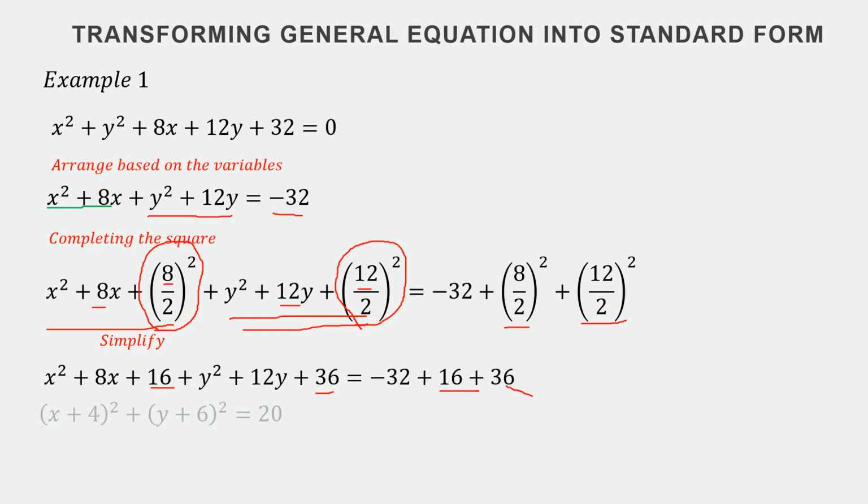So next, we need to simplify it. So you have now the equation of a circle like this. So yan. Okay? So that's it. So the center is 4 and negative 6. Okay, so let's try another example.